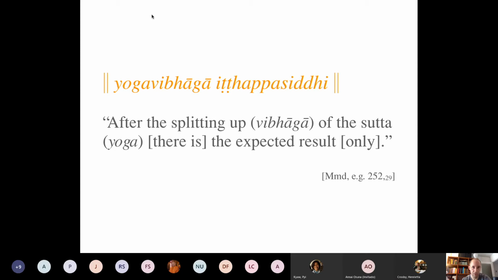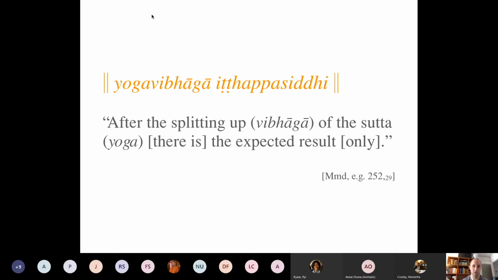Another ghost paribhāṣā that we find in Pali commentaries, not in the Kaccāyana itself, is yogavibhāge iṭṭhapasiddhi, which means that after the splitting up of the sutta, that is, the yoga, there is the expected result only. The full meaning of this meta rule is a little bit complicated, but sometimes, as we have mentioned before in the class, if you need to derive certain words, you can split up one sutta, remove all the information that is not relevant for the derivation of a certain word, and keep that information that would create a new sutta that would actually create a word that you need, because it's a word that exists in the language and could not be derived otherwise.